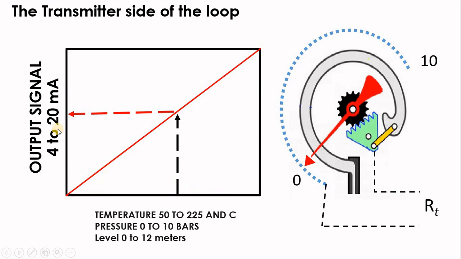So our signal measured at the control room, which is 4 to 20 milliamps, will be linearly proportional to our measured variable, temperature, pressure, level, flow or anything else, regardless of your low range and high range. Your transmitter will be calibrated to give you 4 milliamps at the lower range and 20 milliamps at the maximum of your range.